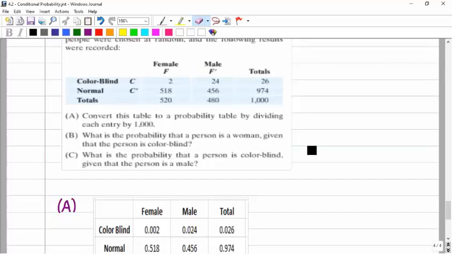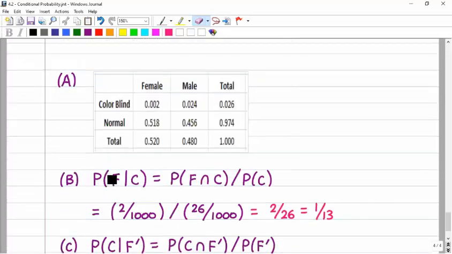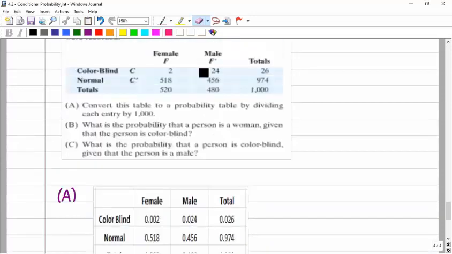That's very important because that affects the order of how we write the conditional statement. If it was combined, if it was an "and", if it said woman and colorblind or colorblind and woman, that makes no difference. But with conditional probabilities, the order matters. F, female, woman, given, colorblind.